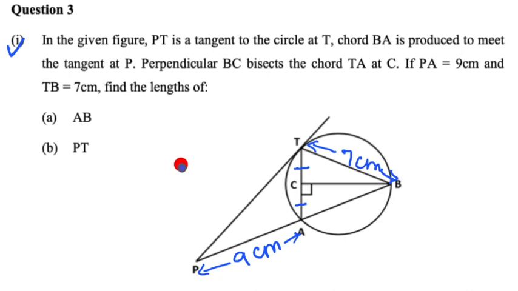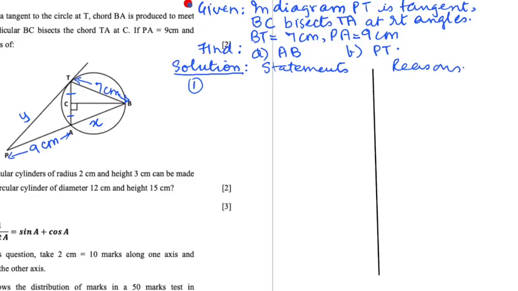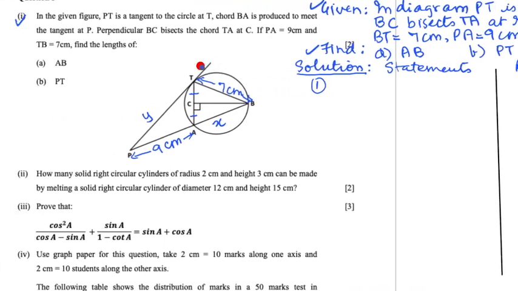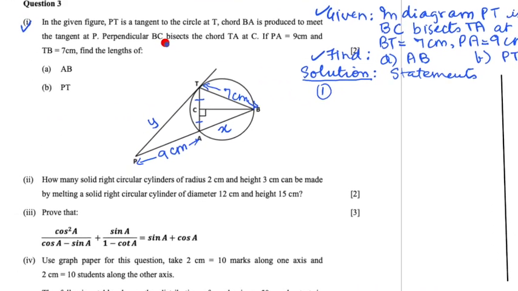Find the lengths of AB. Where is AB? This one. So we'll call this X. And we need the length of PT, that is Y. So we have written what is given and what is to be found out, exactly how it is given in this question here. Yeah, exactly the same way.